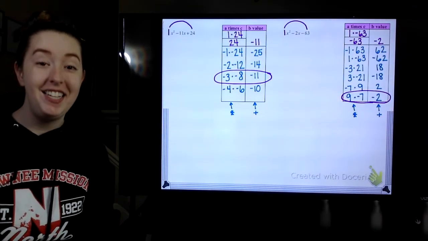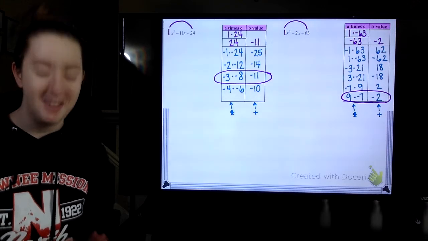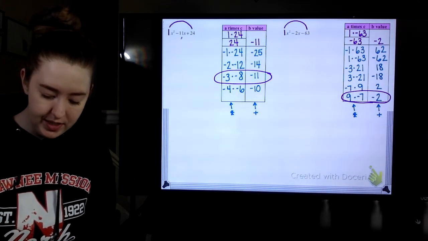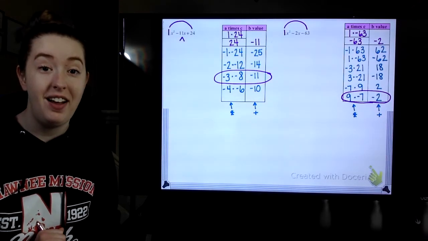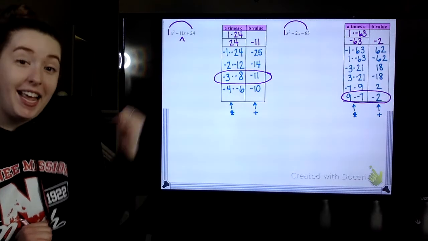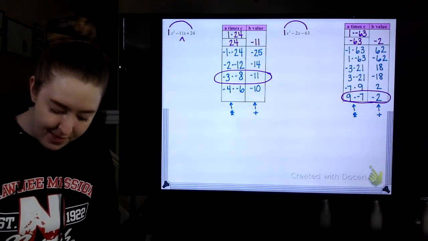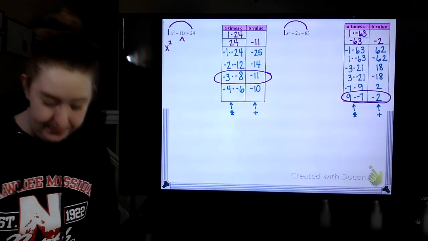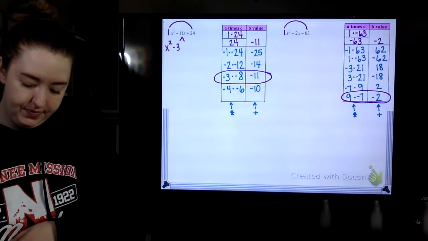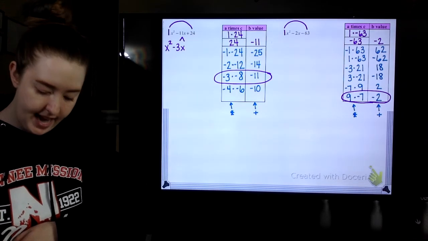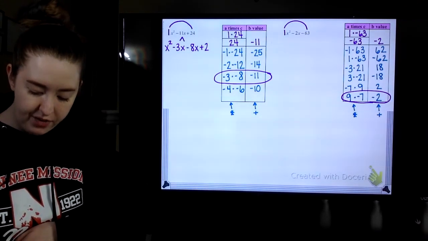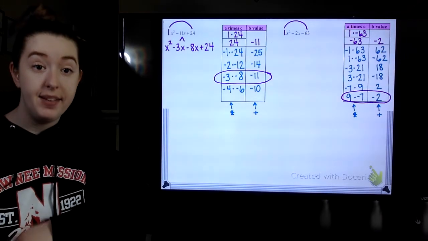So now in each of these, I'm going to go through and split my middle term. I'm going to split that negative 11x into negative 3x and negative 8x. So I still have my x squared out in front, and then like we said, we have a negative 3x and a negative 8x, and then I still have my plus 24 there on the back.